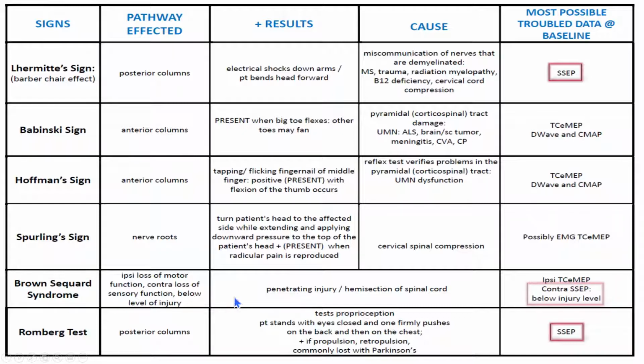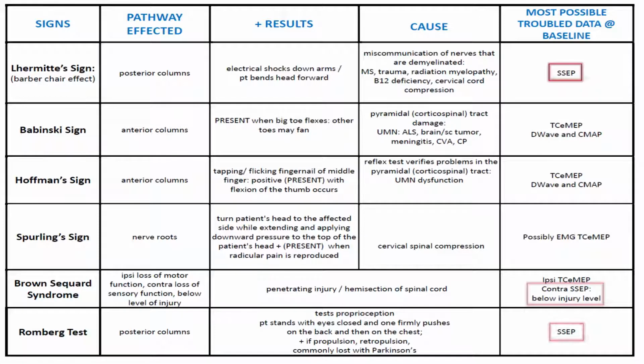Brown-Séquard syndrome. This is a penetrating injury that causes a hemisection of the spinal cord. So half of the spinal cord has been injured, and sometimes you'll see this in trauma or knife wounds or impalement. If you see this in the chart, know that you're going to have an ipsilateral loss of motor function, but you're also going to have a contralateral loss of sensory function below the level of injury.